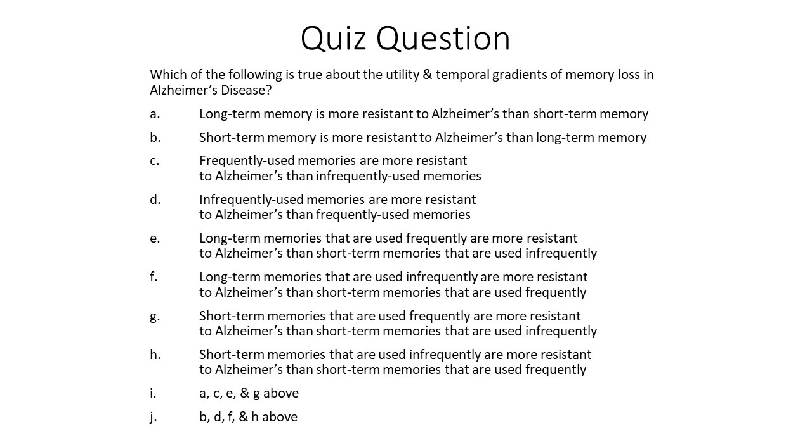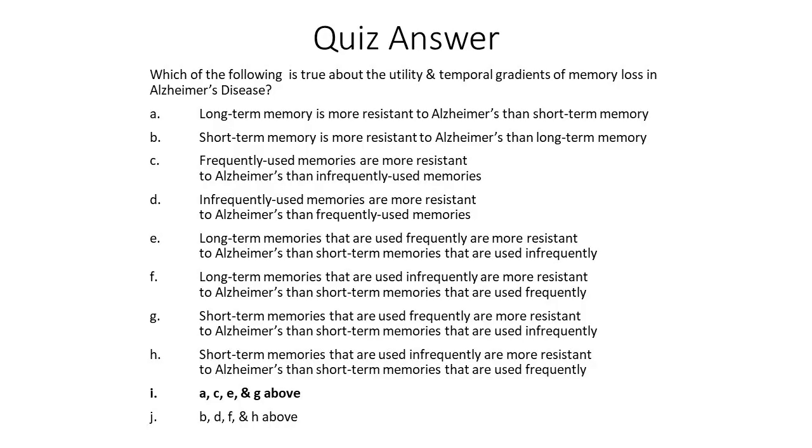I, A, C, E, and G above. J, B, D, F, and H above. Was that absolutely confusing? Don't worry. You know that I'll make it simple for you in just a bit. Here is the quiz question again with the answer in bold.